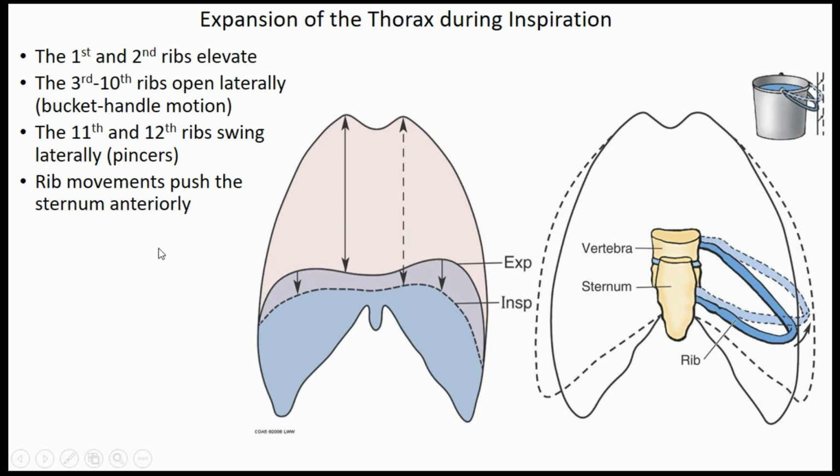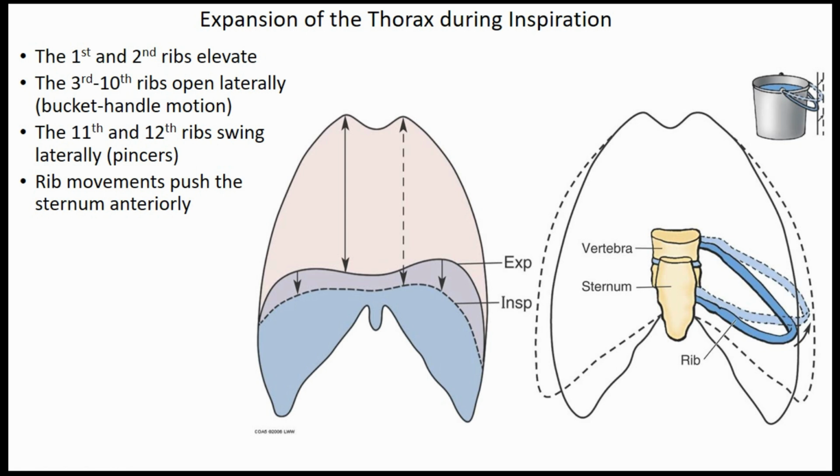Now, 11 and 12, being floating ribs, they can't swing upward. They move more like pinchers, and they just kind of hinge at their costal heads and move laterally to accommodate that change in dimension. So basically, all that's happening at the same time during deep inhalations, and because the sternum is tethered to the ribs, it's going to move also.